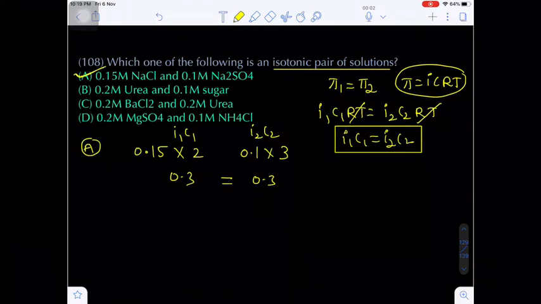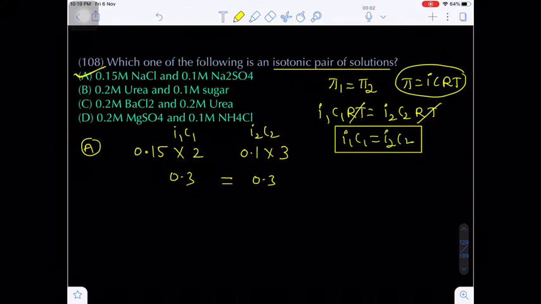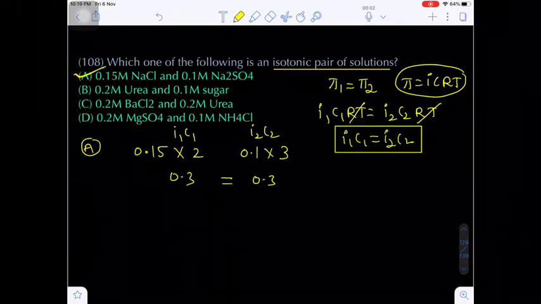Are you getting my point? If the first option is not equal, that means i1 C1 is not equal to i2 C2, then go for the second, third, fourth options. Yes or no?